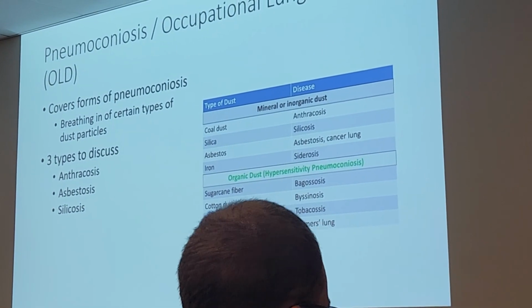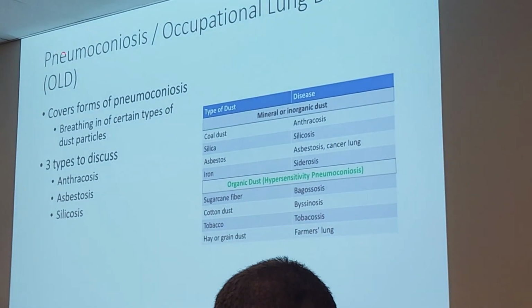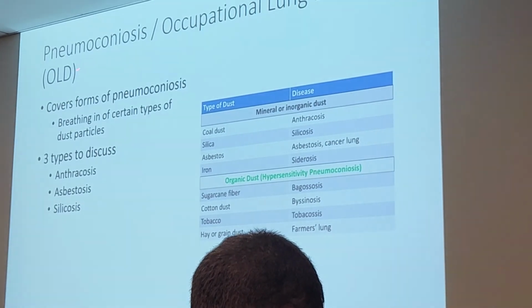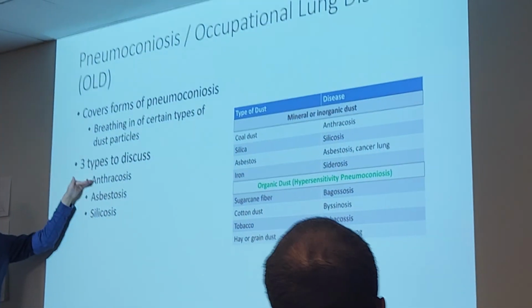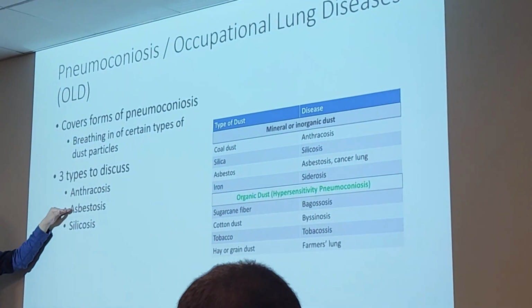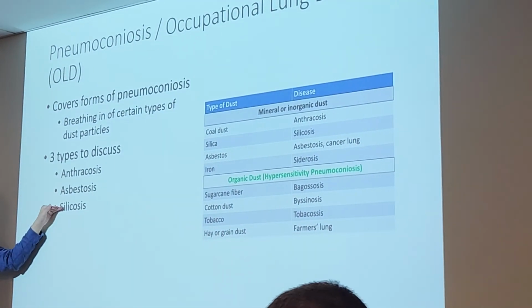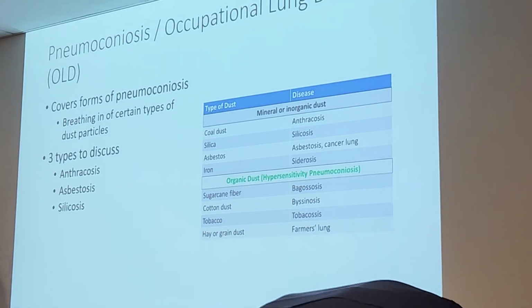Okay. So, real quick, pneumoconiosis. Pneumo, once again, dealing with air, dealing with the lungs. Coniosis, now we're dealing with dust. All sorts of dust. So, three main types of dust we are going to discuss: anthracosis, coal dust; asbestosis, asbestos; and silicosis, silicon dust.